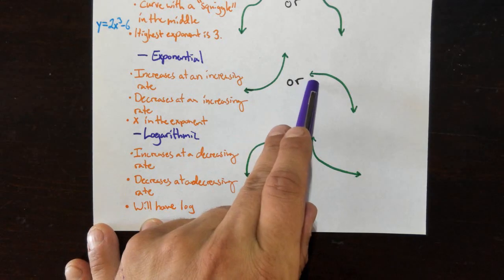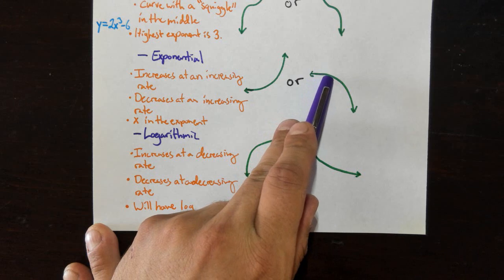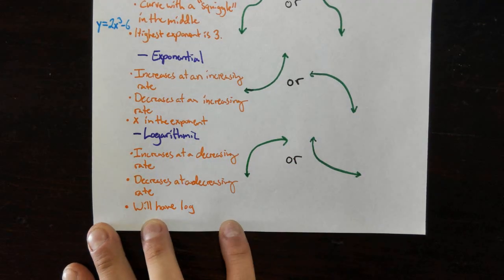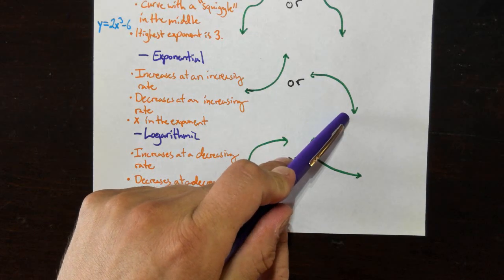So we say that this increases at an increasing rate. The rate at which it is increasing itself. Or look at this one. It decreases at an increasing rate. So it's going down slowly, but then it starts dropping off faster and faster. So this decreases, or goes down, at an increasing rate.